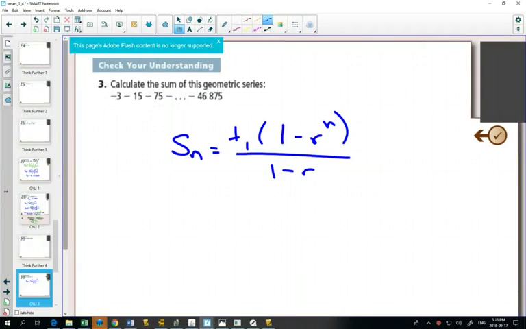Okay? And we want to find the sum. So this is what we want to find. However, we run into a problem this time. And the problem is this. We know term 1. That's not a problem. Can you tell me what we're multiplying by? -5. Just 5. So we know what r is. How many terms are there?